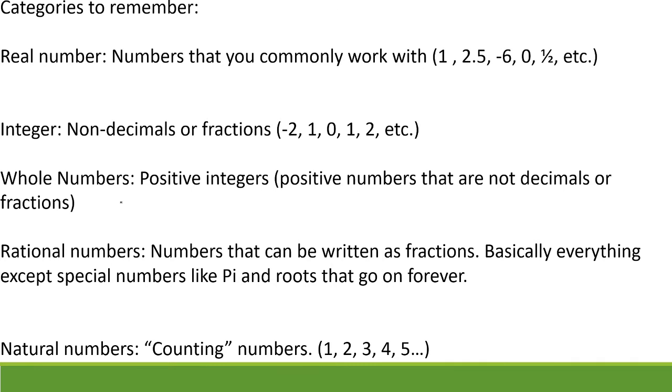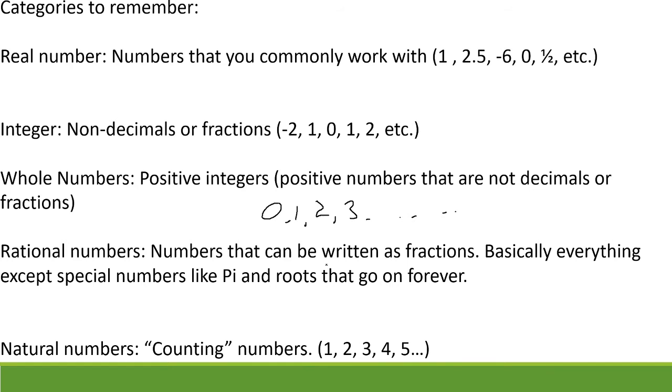Integers are simply numbers that are not decimals or fractions. So 1/2 would not be an integer, 2.67 would not be an integer. Integers are simply non-decimal and non-fraction numbers. Whole numbers are the positive integers, so whole numbers are basically everything from 0 on up: 0, 1, 2, 3, 4, 5, and so on. Those would be the whole numbers. Again, no decimals or fractions.